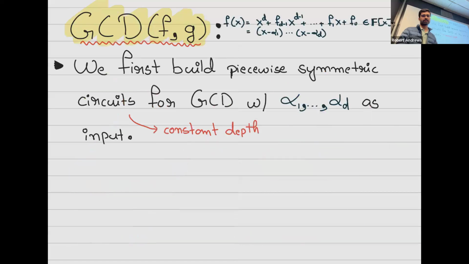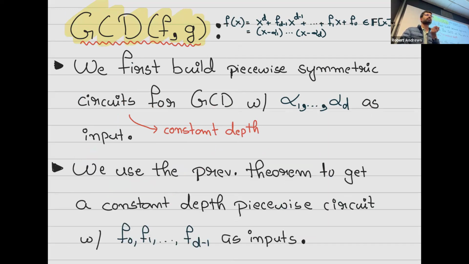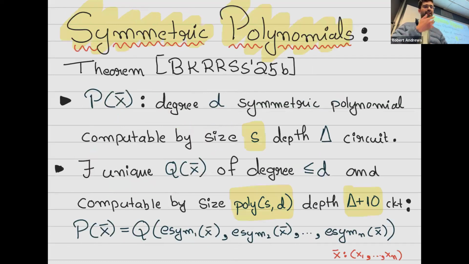For the GCD, what we do is we first build a piecewise symmetric circuit for GCD, given the roots. Suppose I assume that I have access to the roots, and then we apply the theorem we had to get it in the coefficients. This slide is glossing over a lot of details, but the key ideas are here. I have about 20 minutes, so maybe I'll try to prove this theorem. This theorem seems to be the crucial ingredient in the whole argument, so we'll try to see the proof of this.